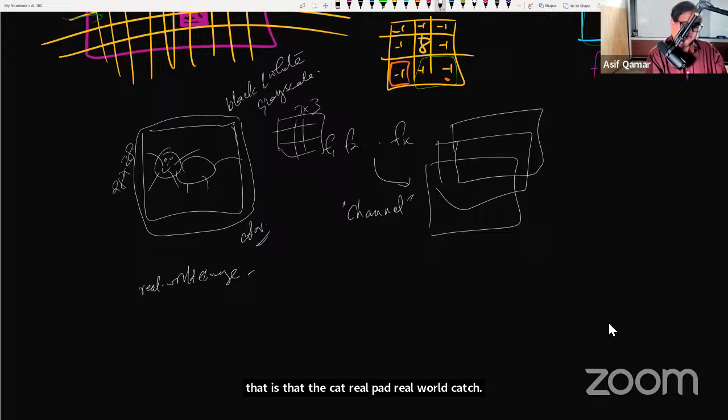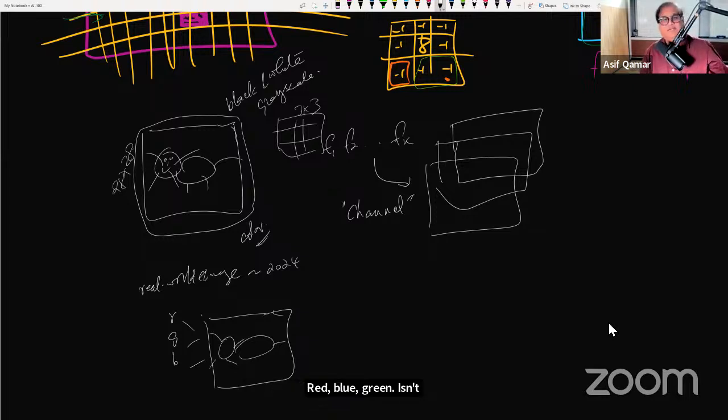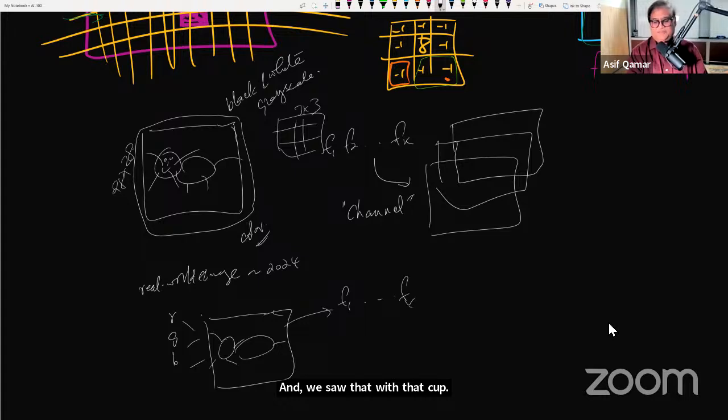So technically, generalizing beyond that, a real world cat image today, 2024, would come with at least 3 channels: a red channel, green channel, blue channel. So you will actually have 3 copies of the cat: red, blue, green, isn't it? Looking slightly differently. And we saw that with that cup. We saw 3 pictures. And so when you apply these filters, F1 to Fk, you have to decide how many filters you apply and what's the result that you will get. Are we making sense, guys? Yeah. What's the result? So you get the next set of feature maps.